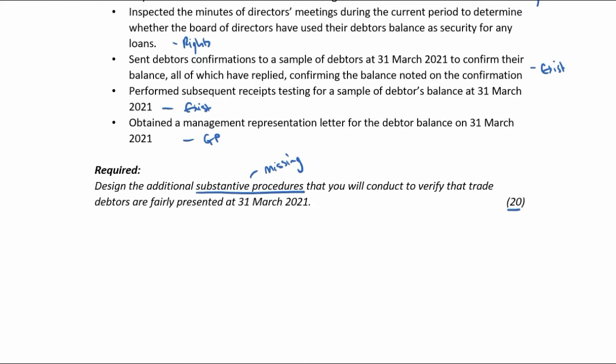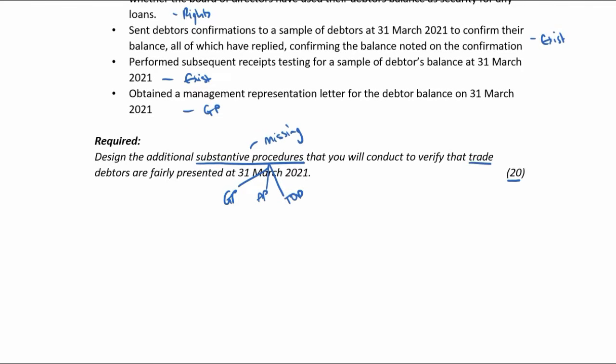I would then, as my starting point, assess this required and say, first of all, what do I know about substantive procedures? I know that there are general procedures, there are analytical procedures, which is part of my general, but I always just put it down to remind myself, and then there are tests of detail. What is the balance that I'm looking at? Trade debtors. So in terms of my test of detail, I need to have audit work for existence, completeness, rights, valuation, presentation and disclosure, because it's a balance.